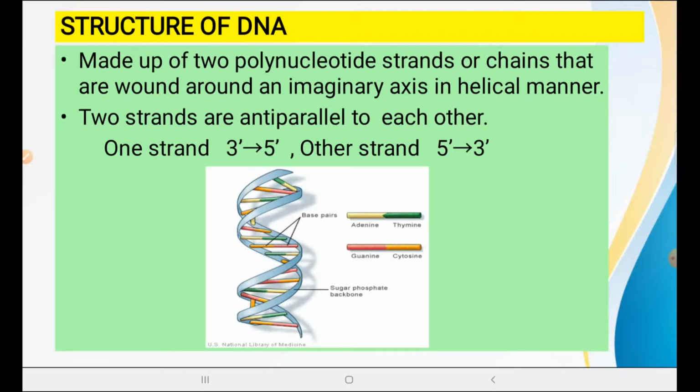The two strands are anti-parallel to each other. That is, if one strand runs in 5' to 3' direction, the other strand runs in 3' to 5' direction. Got it? So this is what we call anti-parallel. Now as you can see in the picture here, there are two DNA strands. If this one is 5', then the other will be 3', and this one will be 3' and this one will be 5'. So this is what anti-parallel nature is. Got it?